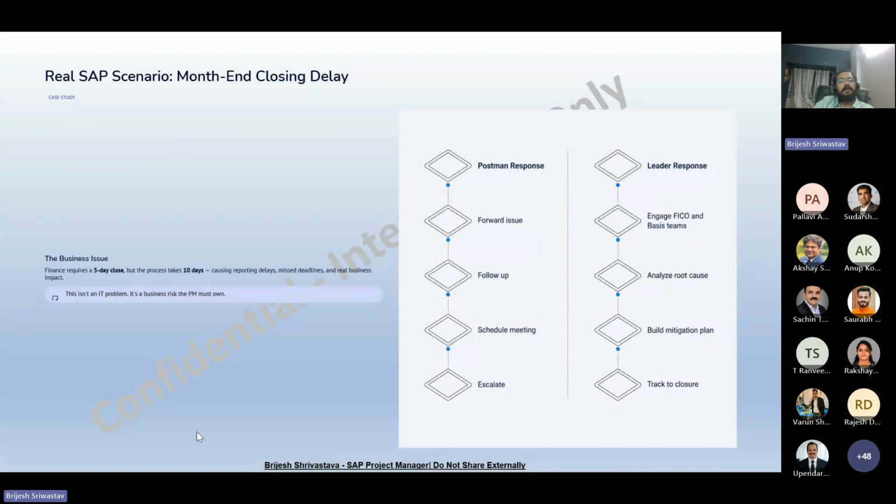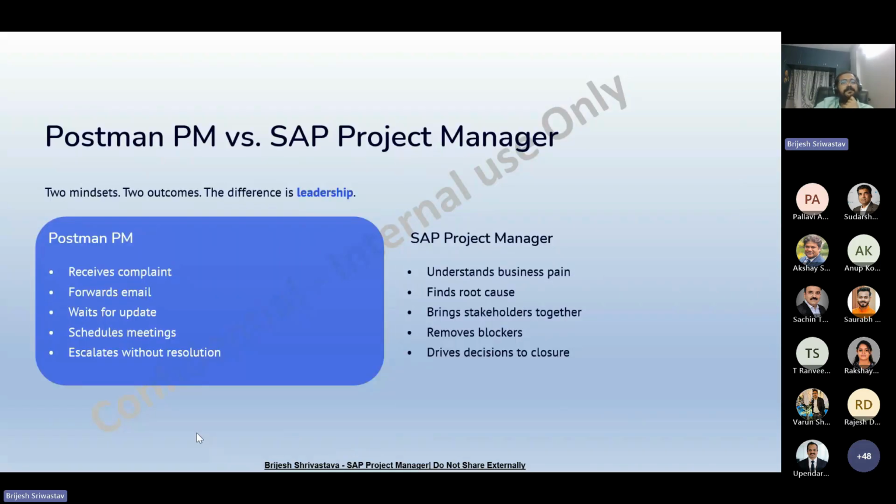So, working as a postman PM versus an SAP project manager, you can see here I call them a postman. A project manager, when a problem comes from the client, simply forwards the email to the team, waits for an update, schedules another meeting, and finally escalates the issue. So they are only acting as a communication channel.